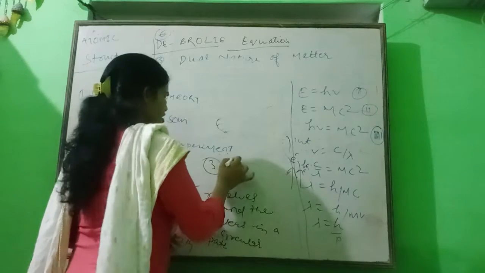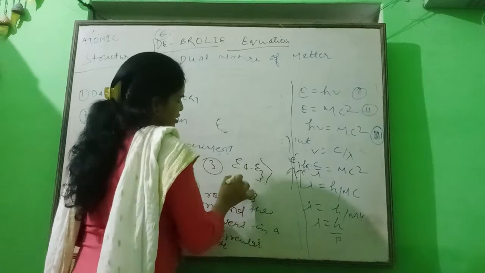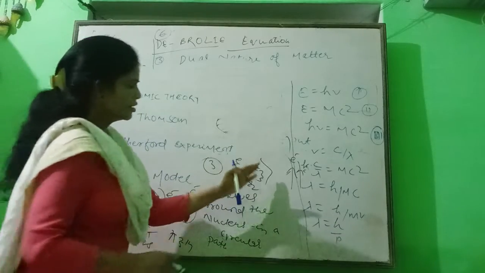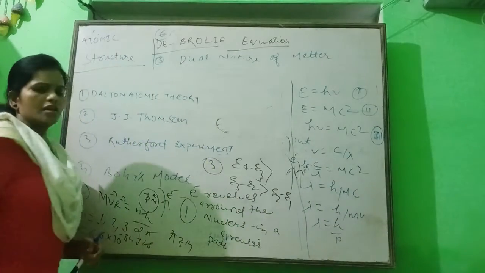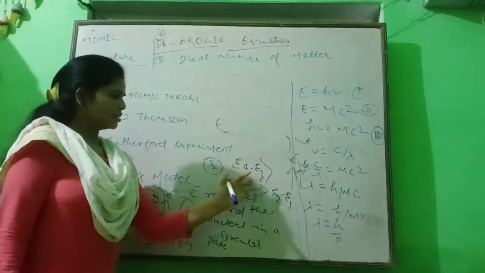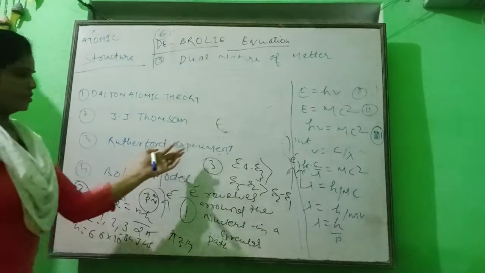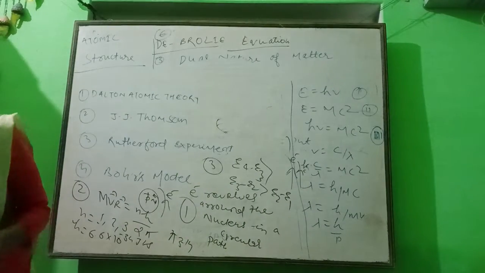The third statement: electrons revolve in a fixed energy level. Electrons revolving in a fixed energy level means E4 minus E3 is greater than E3 minus E2, and this is greater than E2 minus E1. It means electrons always revolve in a fixed energy level. Now, one scientist is known as Heisenberg.